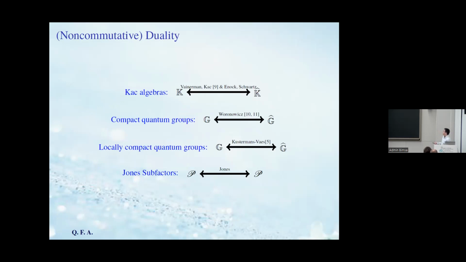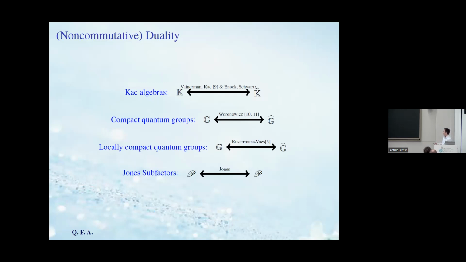So the first one is the Kac algebra. It was introduced by Enock and Schwartz. It generalizes the duality of groups. And you can further generalize to the compact quantum group by Woronowicz. I'm not going to give the definition of this notion because the notation is quite long and too technical. But I'm going to say that there are actually a lot of versions of non-commutative duality. Also locally compact quantum groups, which can all be infinite cases.